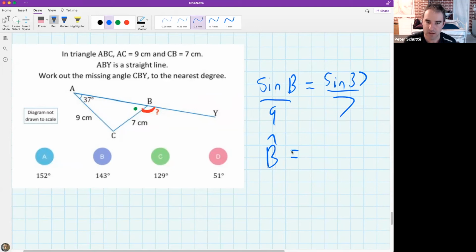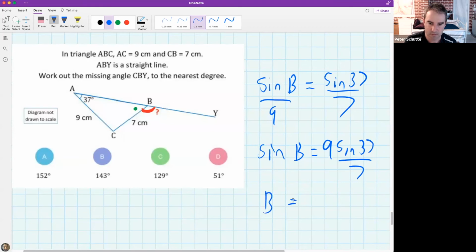So let's do the steps. So we're going to get the sine of b is equal to 9 times the sine of 37 over 7. And so then b is going to be equal to shift sine, and then it's going to be times by 9. So what I get is 50.69 for this one over here.